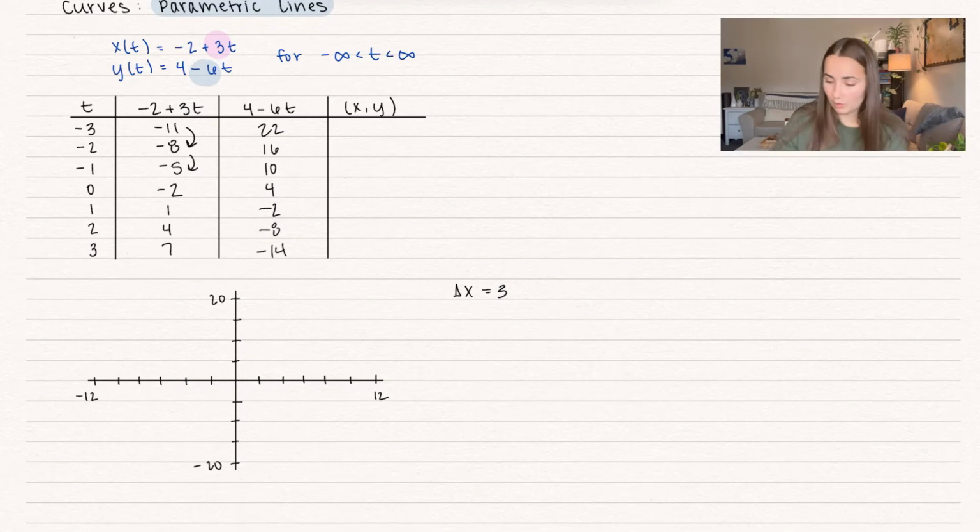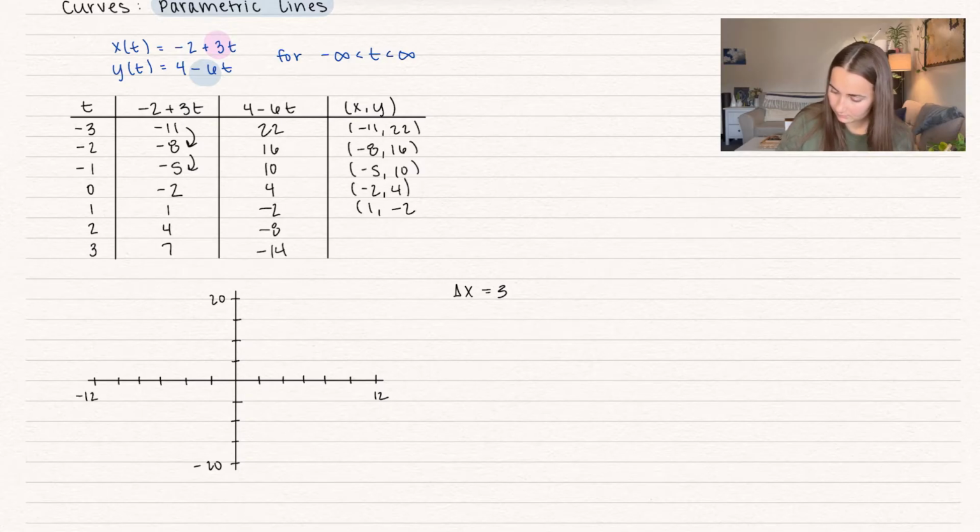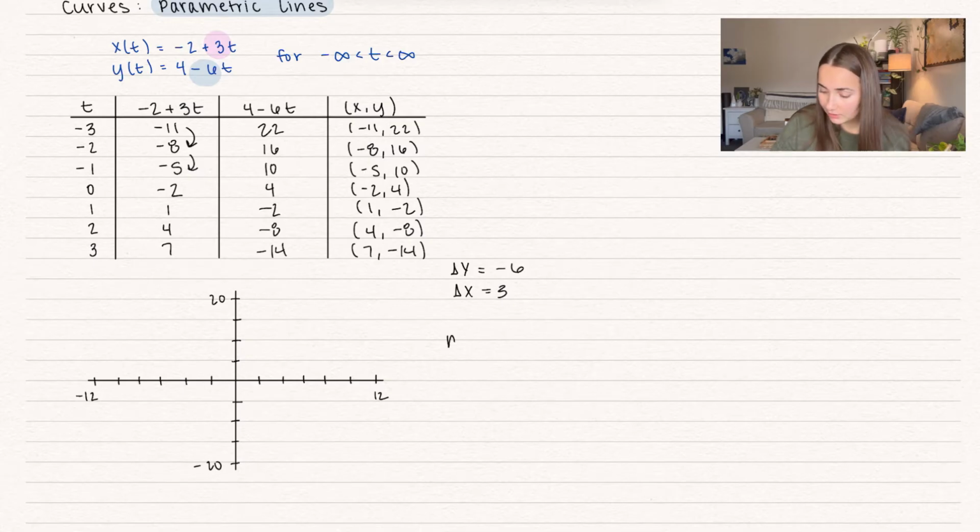So let's go ahead and write out the points that we're going to plot. We're going to go negative 11, 22. Also, just by doing this, we knew what our change in y was equal to. It is equal to negative 6. So the slope of our line is going to be change in y over change in x, negative 6 over 3, which is equal to negative 2. You can also see that in the relationship between points. In order to get from 7 to negative 14, we're going to multiply that by negative 2. Same thing right here, we're going to multiply by negative 2.